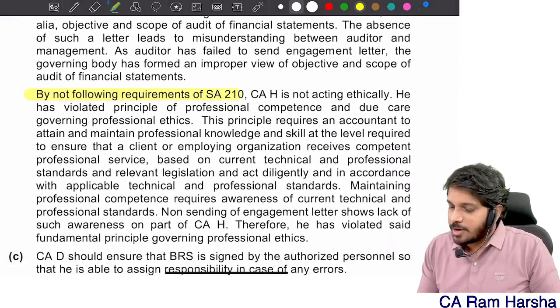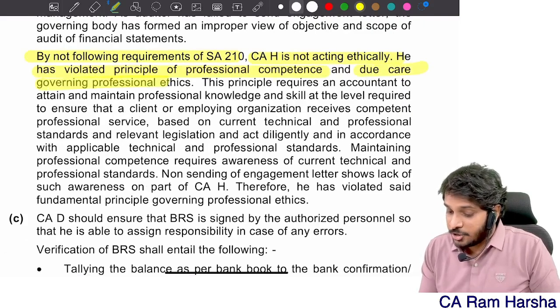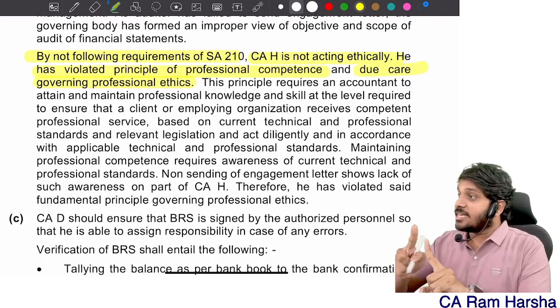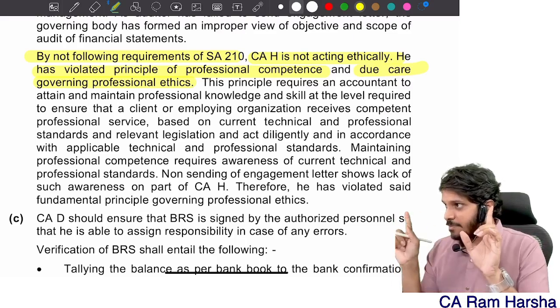By not following the requirement of 210, H is not acting ethically. He has violated the principles of competence and due care. I told you, right? They assume that it is unintentionally done. If it is intentionally done, it is professional behavior.